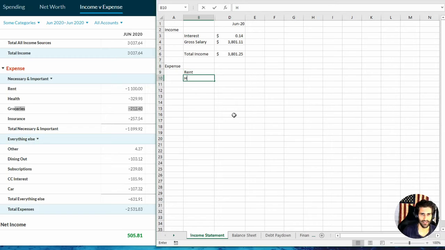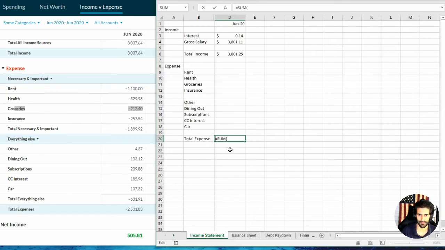So we're going to have rent, we're going to have health, groceries, insurance. Then we're going to have other. It's a funny one to start with. Dining out, subscriptions, interest, car, and total expenses is going to be the sum of everything up there. So let's fill it in. Rent, 1100. And I'm going to be putting all of these as just positive amounts, okay? Because I don't want to type in a negative every time I put the number in there.